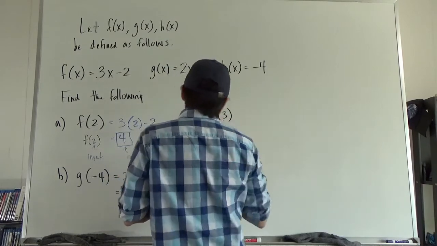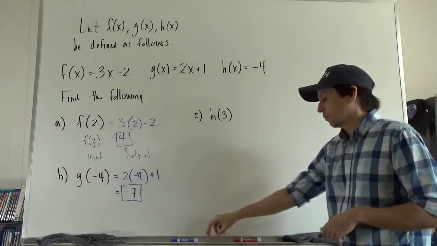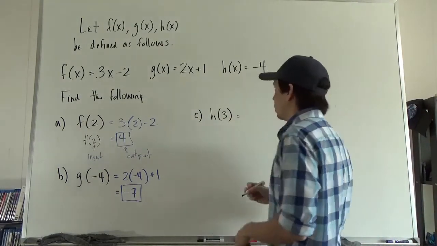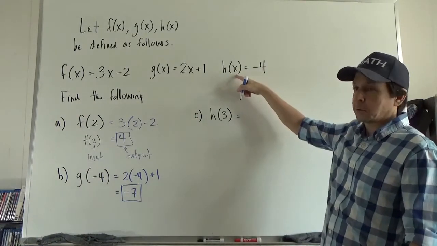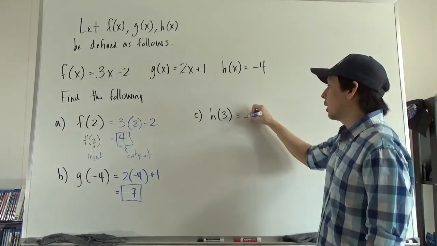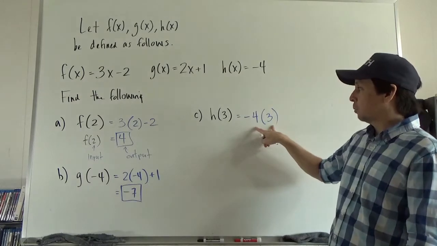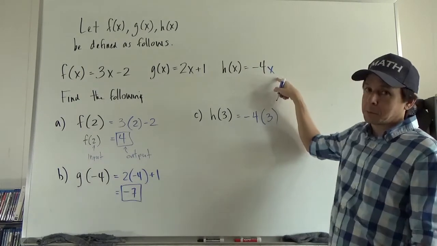H of 3. H is over here. You're plugging in 3 in place of x. That's your input variable in here. Now note, there is no x over here, so you are not doing negative 4 times 3. This is not correct. That's taking the input variable and multiplying it by negative 4. It doesn't say to take the input variable and multiply by negative 4.